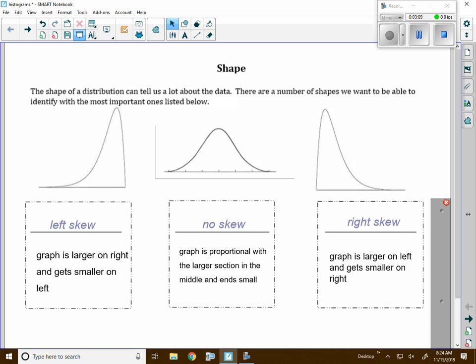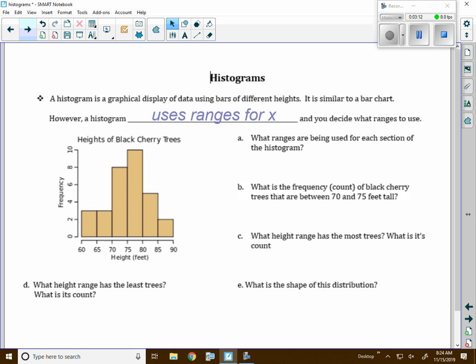Okay, so with a histogram, the difference between a histogram and a bar graph, you're probably used to a bar graph. A histogram uses ranges for the x values, and I'll explain that when we create them today. But that's your blank there. However, a histogram uses ranges for x, and you have to decide which ranges you want to use. Sometimes I'll fill it out for you. Sometimes you'll do it on your own.